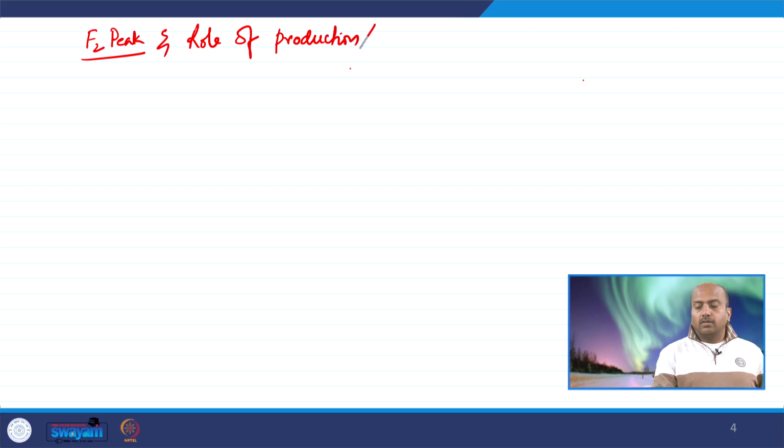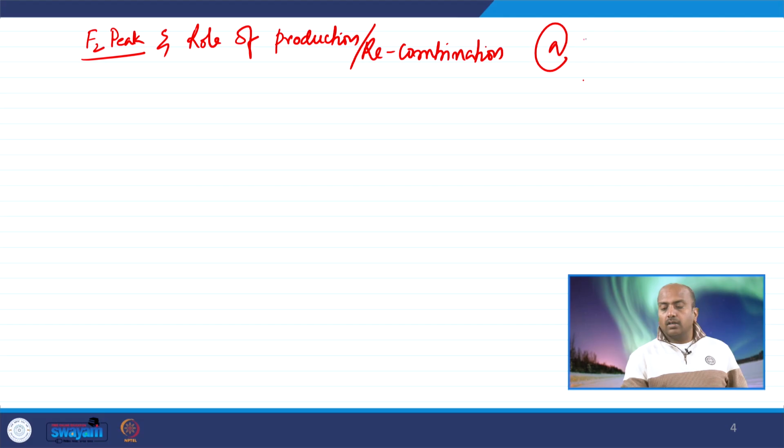The layer of ionosphere is going to be called the Bradbury layer, right? So, this is the peak F2 electron density, the F2 peak, and the role of production/recombination in situating the F2 peak at, let us say, 250 kilometers with an electron density of 10 to the power of 12 electrons per meter cube.